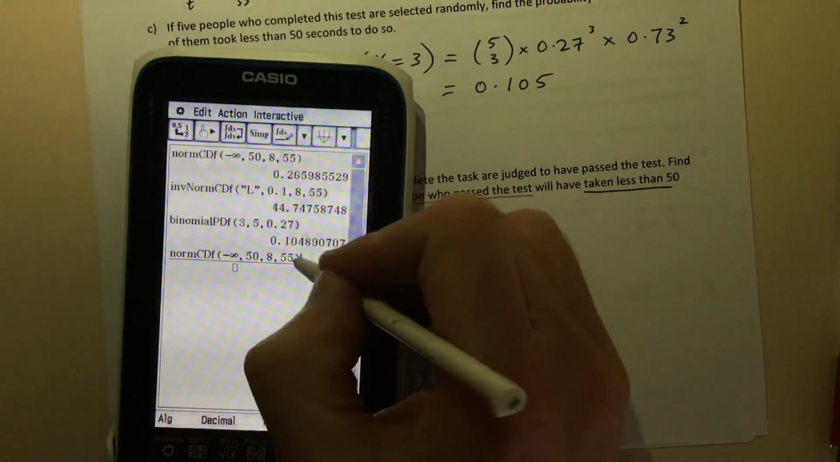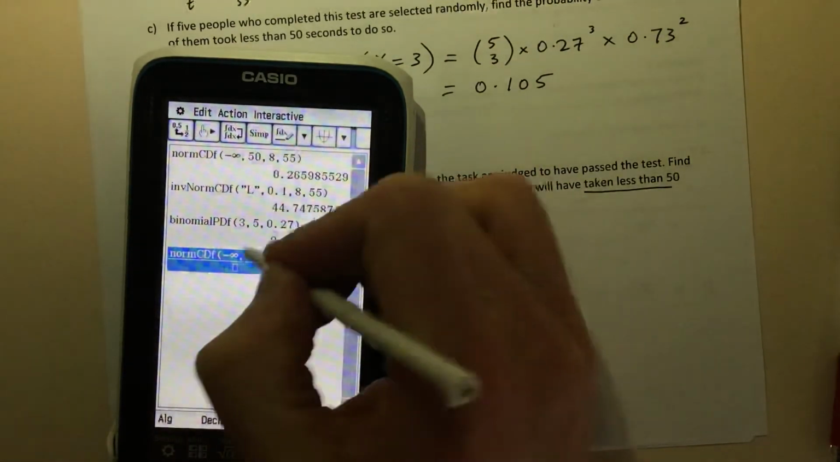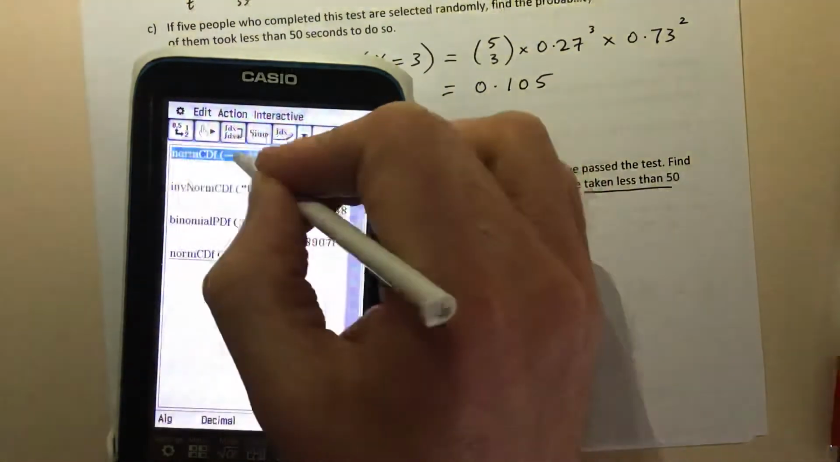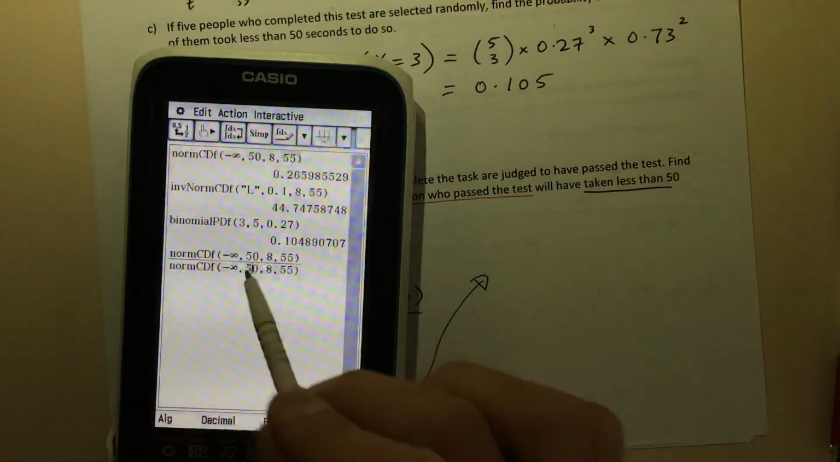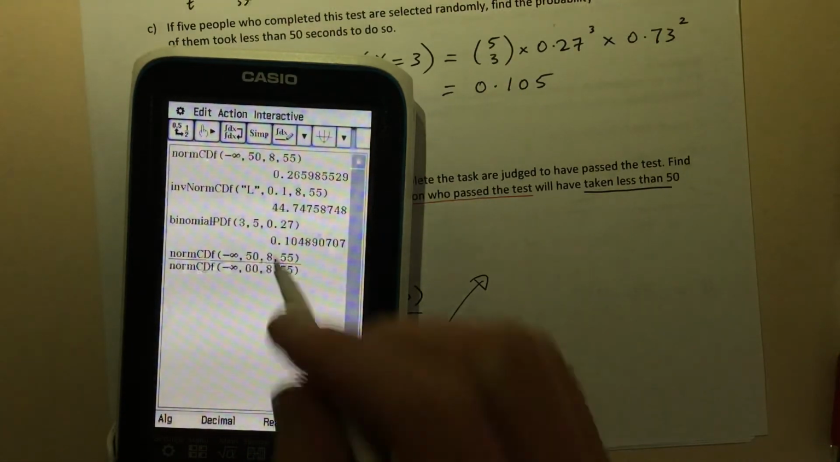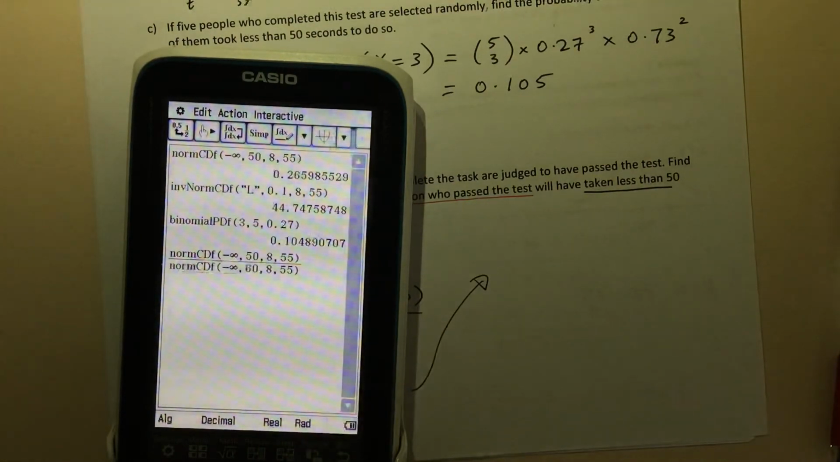So I'm going to copy the whole thing. Oops, not the whole fraction. Maybe I'll get it from the top there. But all I'm going to change here is that upper limit. I'm going to change that to 60. So it's just a bit of a shortcut for getting the two numbers. And then that'll give me my probability straight away.